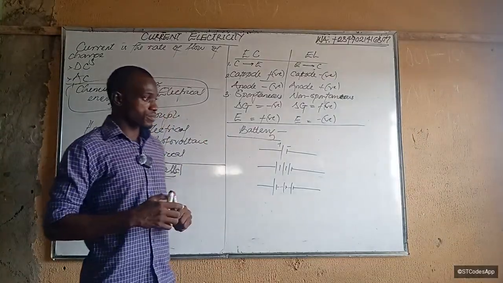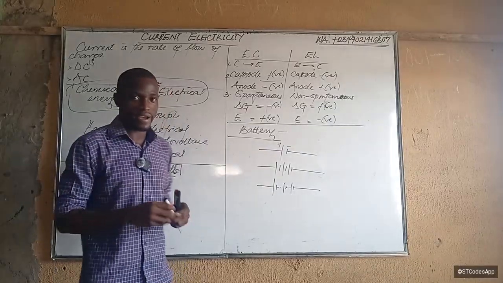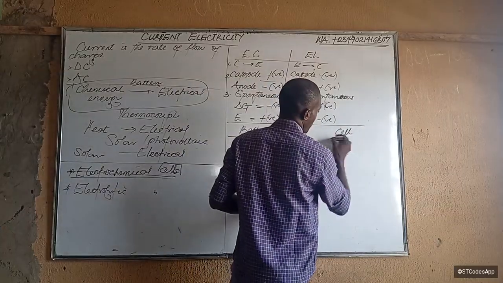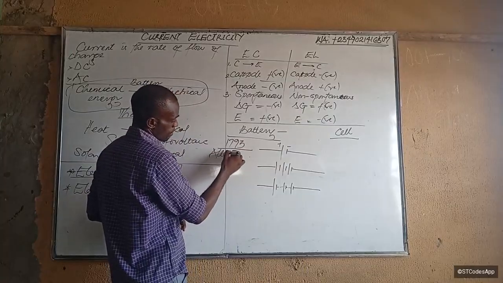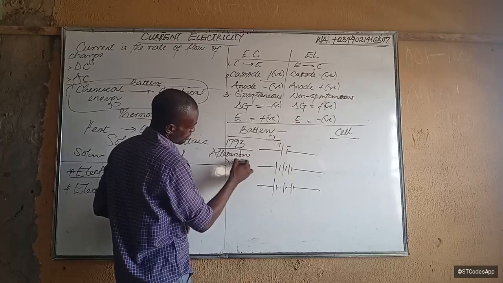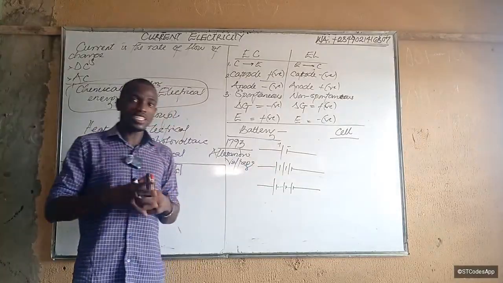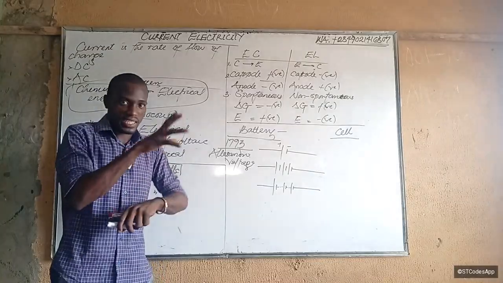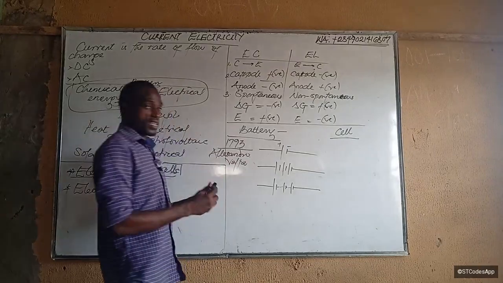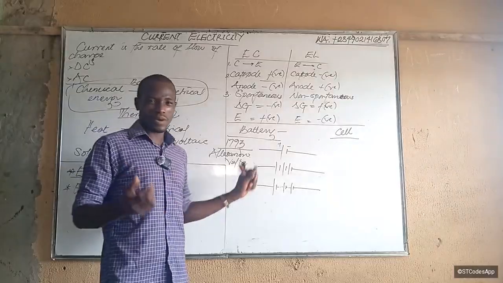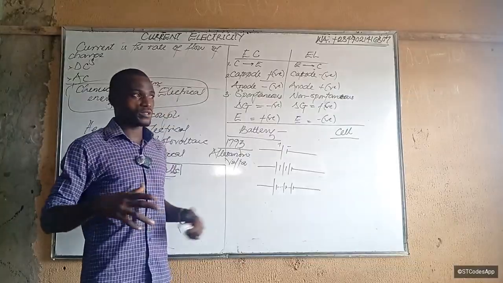Now, so that said, let's get into the types of cell that we have. The first battery was actually invented in 1793 by Alessandro Volta. That is why the source of the push or drive of current is called voltage, and it is named after Alessandro Volta. I've talked about him in the introduction to electrostatics, so you should see that video as well so that you can understand his story.